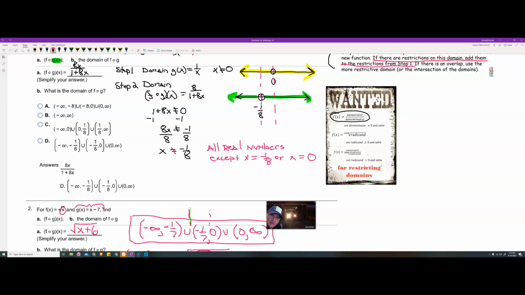So I could describe that as all the numbers from -∞ up to -1/8, but not including it. The next area is between these 2 lines. That would be from -1/8 to 0, not including either one. And then the other that's yellow and green is this third area here, and that would be from 0 to infinity. And parentheses on all of those, because I can't be equal to 0.